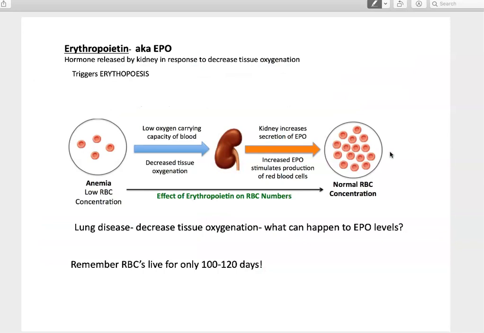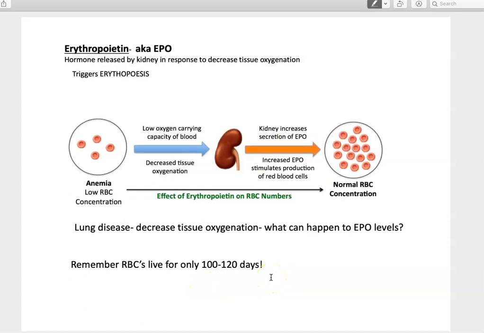So I just wanted to go through that so you understand what's triggering EPO is decreased tissue oxygenation. So it doesn't really matter what's the cause of it. All your body is sensing is that there's decreased tissue oxygenation going on, and your body wants more red blood cells to carry more hemoglobin. And remember, red blood cells only live 100 to 120 days.